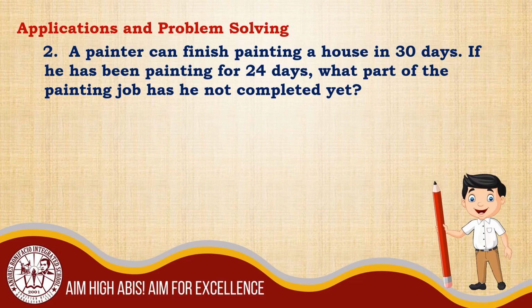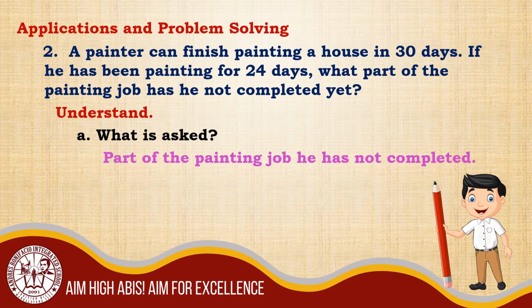Problem number 2. A painter can finish painting a house in 30 days. If he has been painting for 24 days, what part of the painting job has he not completed yet? To solve the problem, let us first read and understand by knowing what is asked and what are the given. In this particular problem, what is asked? Part of the painting job he has not completed.